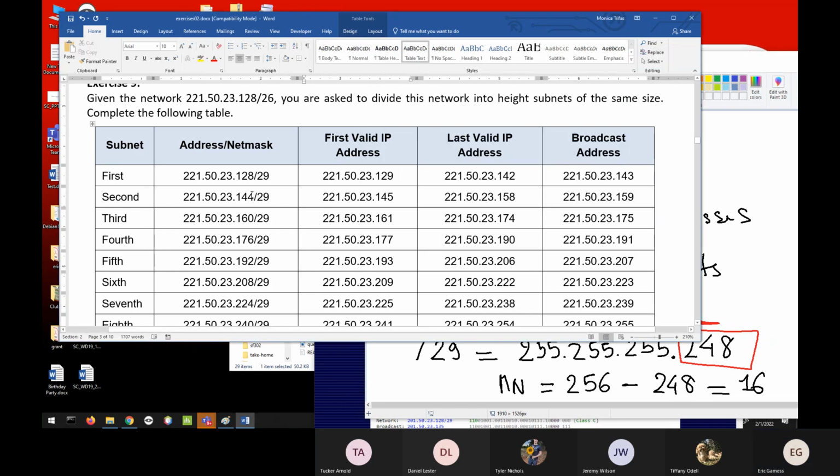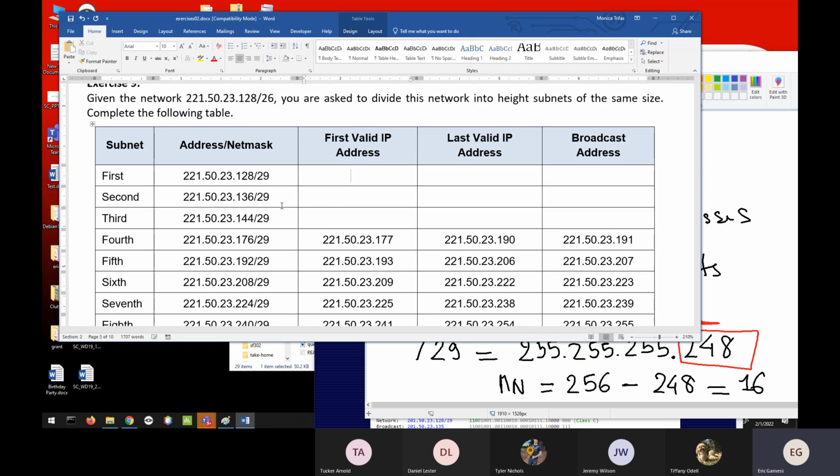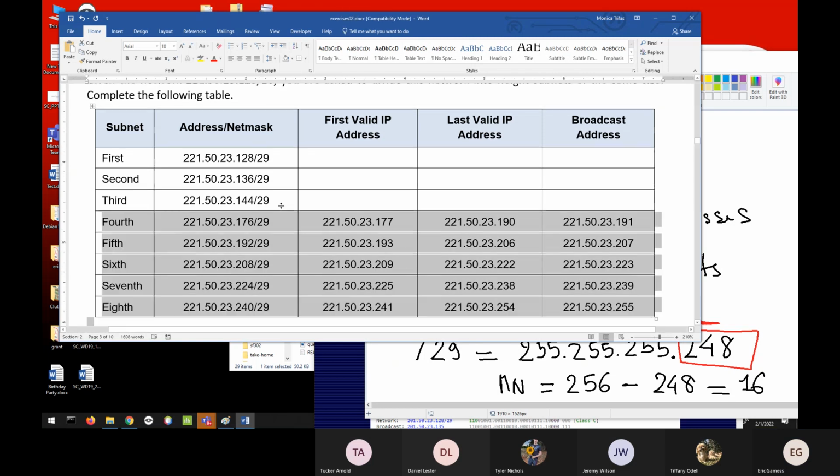So, yeah, plus 8 here will give 136, isn't it? 136 plus 8 will give us 144. Let me just do the first 3. So why didn't you tell me that on time? Why did you let me go and do all the exercise before telling me?